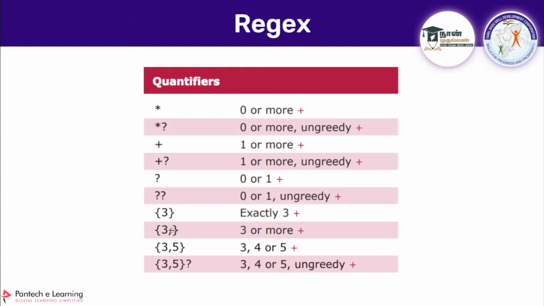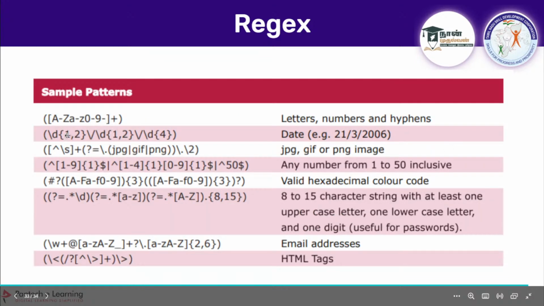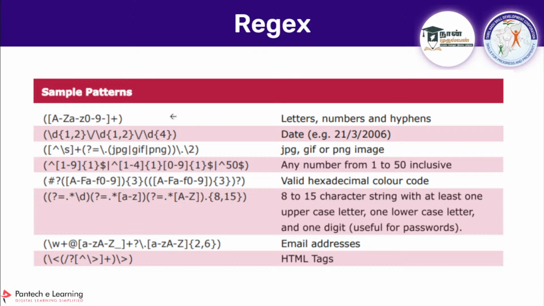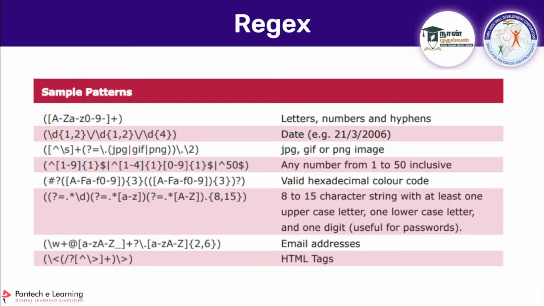3 or more, you can go with 3 comma, which means a lower limit and no upper limit. You can give the lower and upper limit also, and you can find it whether it is present or not. 0 or 1 times you can get it. And some of the examples, maybe you can find whether letters, date or any format, number, hexadecimal code, email address, HTML, password. For example, when we deal with the Twitter dataset, we'll try to incorporate in any of the tomorrow or day after tomorrow's project, where you can actually remove the hashtags and etc.